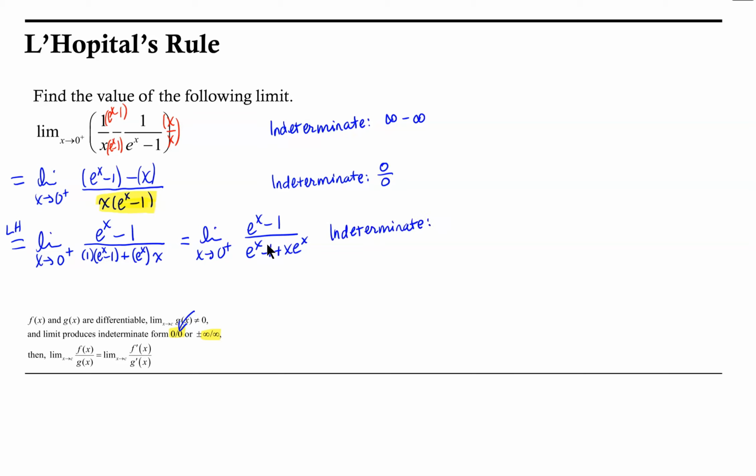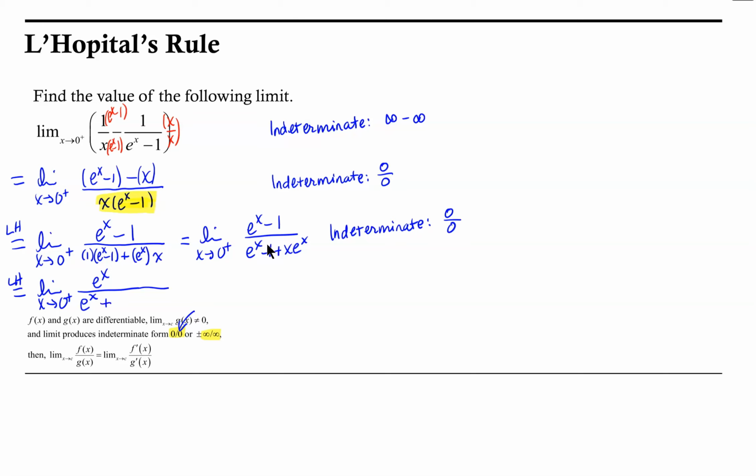And with this form, because it's 0 over 0, I can apply L'Hopital's rule again. So writing LH over the equal sign to indicate what follows is the result of applying L'Hopital's rule. And we get the limit as x approaches 0 from above. The derivative of our numerator in this case is e to the x. And looking at our denominator, our derivative for the first term is e to the x. The derivative of the minus 1 is 0.